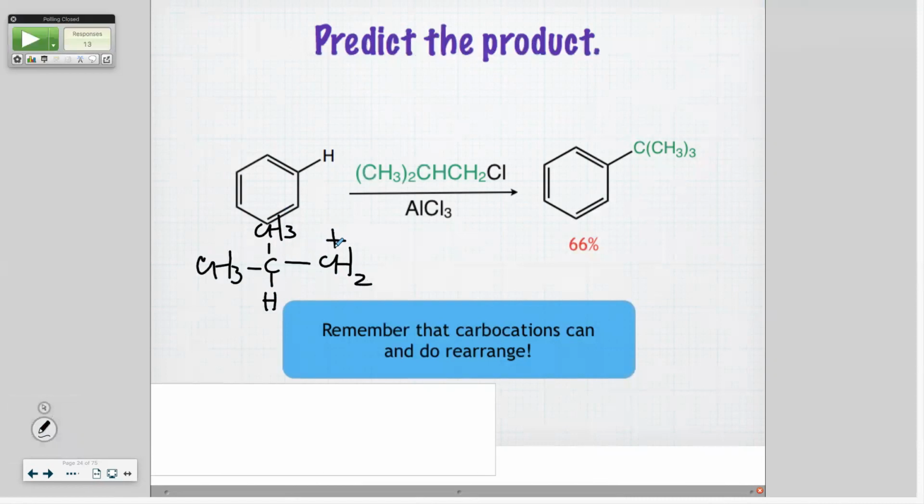What kind of carbocation is that? Primary. Isn't that the least stable? Okay, so how can we make it more stable? Okay, and who's moving? Methyl or hydrogen? The hydrogen's moving. If the methyl moves, it just becomes secondary. The hydrogen moves, it becomes tertiary.